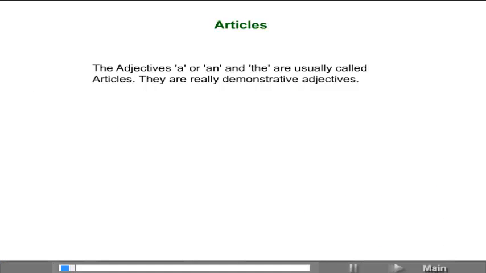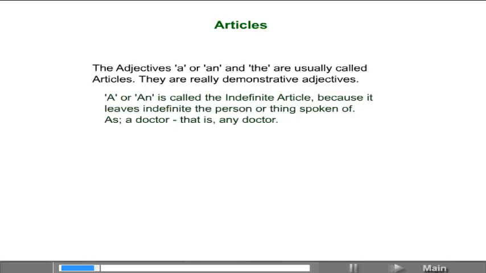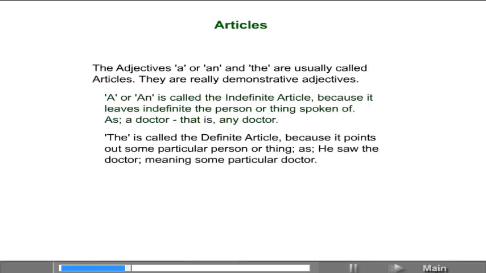11. Articles. The adjectives a or an and the are usually called articles. They are really demonstrative adjectives. A or an is called the indefinite article because it leaves indefinite the person or a thing spoken of, as a doctor, that is, any doctor. The is called the definite article because it points out some particular person or a thing, as he saw the doctor, meaning some particular doctor.